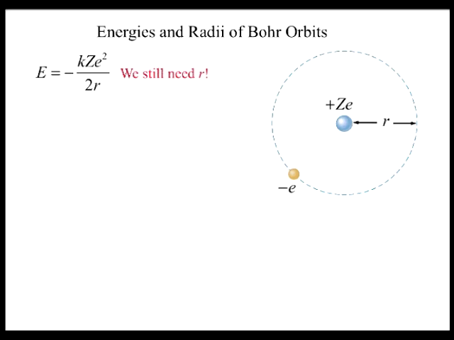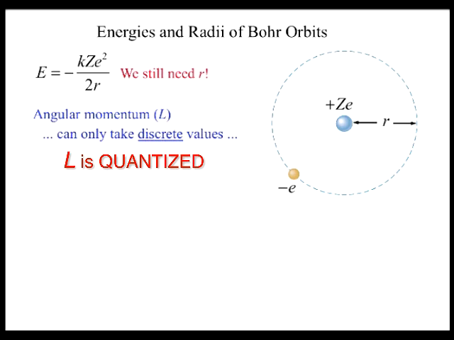We still need a value for the radius r if this equation is to be useful. To determine r, Bohr made an assumption about the orbital angular momentum of the electron. The magnitude L of the angular momentum is given by the product of the linear momentum, mv, and the radius r. Bohr conjectured that the angular momentum can assume only certain discrete values. In other words, L is quantized.